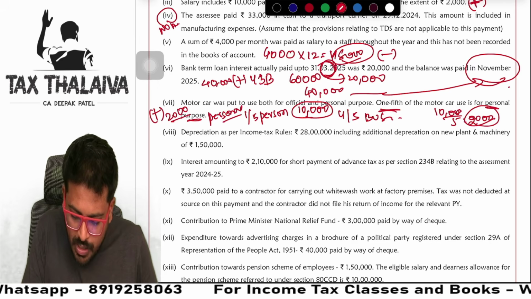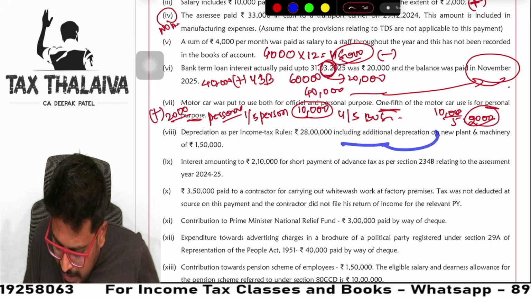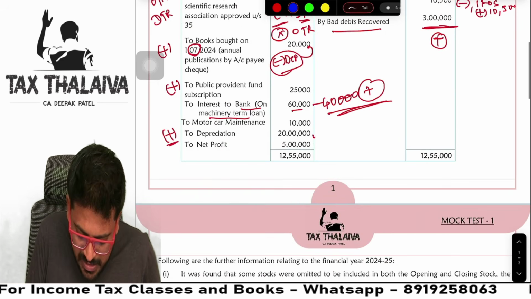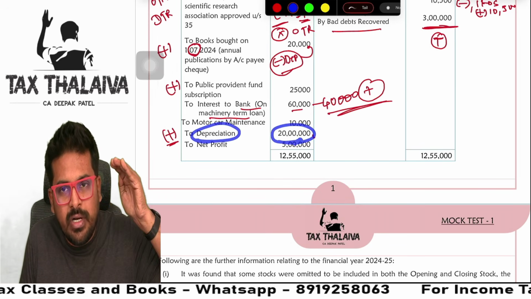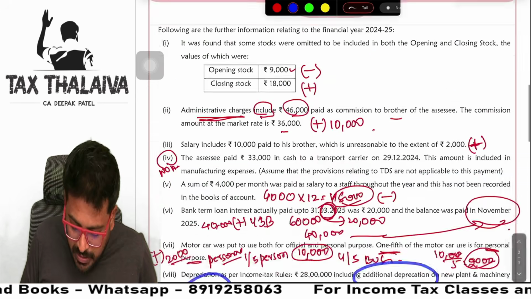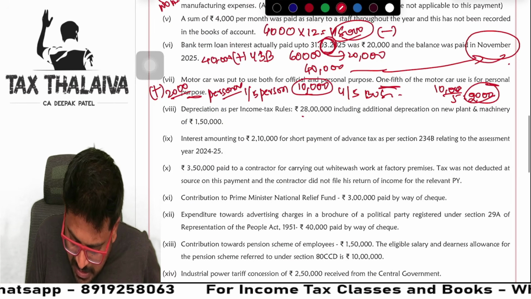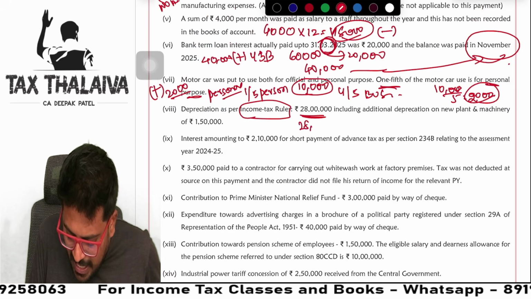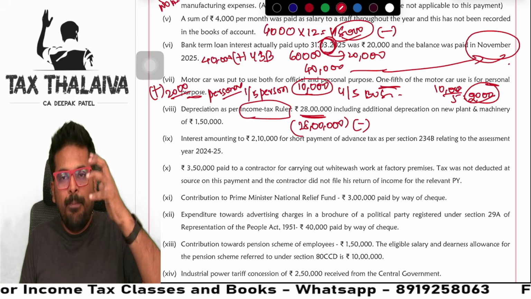Next. Depreciation as per income tax rules is 28 lakhs, including additional depreciation on new plant and machinery 1,50,000. See guys, depreciation I already told. That is as per books. As per books, he already debited 20 lakh rupees. We already added that back. But now we will claim this 28 lakh rupees of depreciation, guys, because this is as per income tax rules. So 28 lakh rupees we need to reduce from the PGBP.